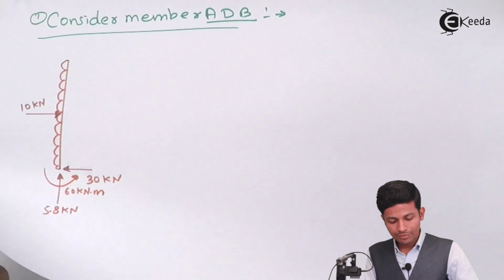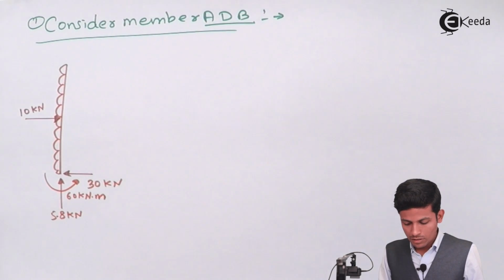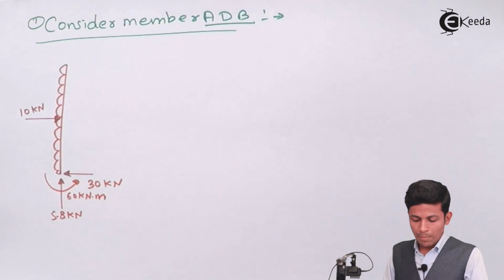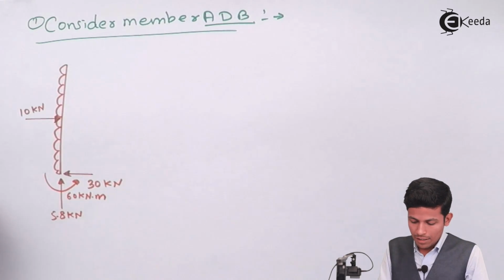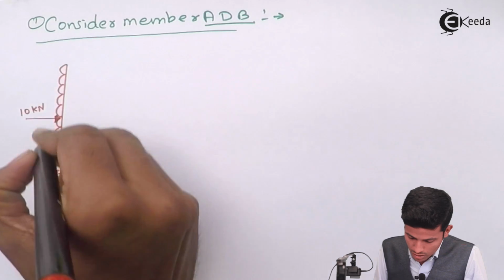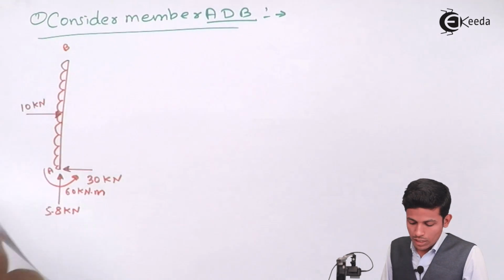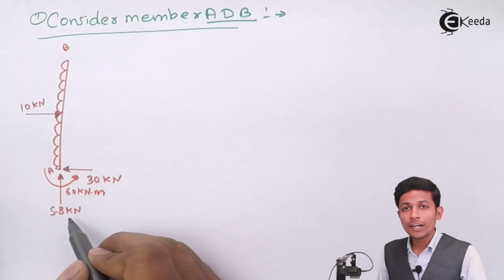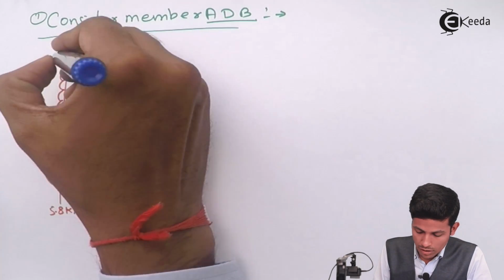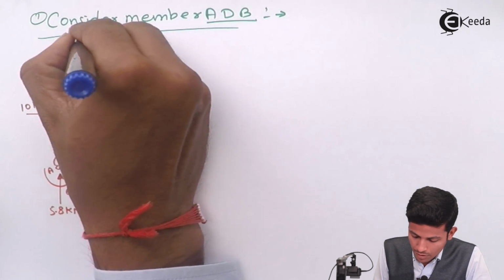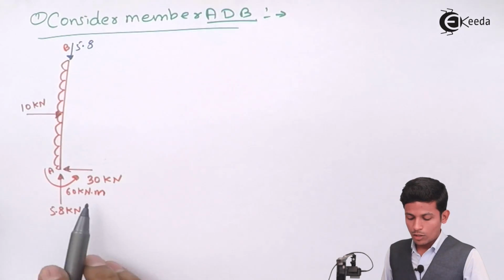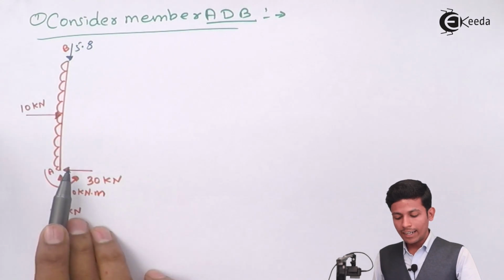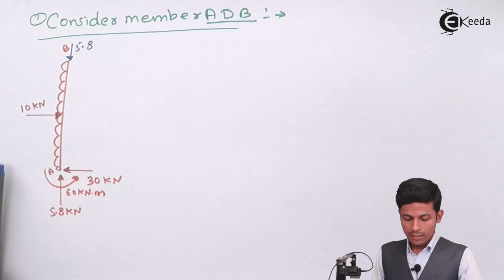Okay, now see, now we have to see the part B. This is your A, this is your B. Now we have to see the part A and balance part B. Now how will you balance? See, this 5.8 coming from this to C, that's why this will come 5.8. Okay, now see, this 30 going this side and 10 will go this side.